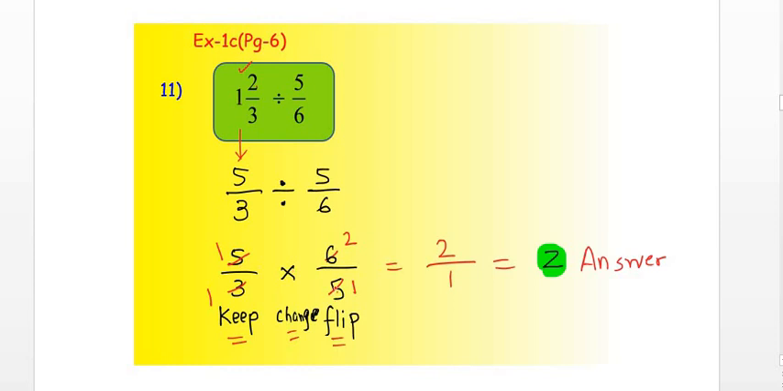Then I can see that 5 and 5 are in the same multiplication table, so they can be divided or simplified by 5, and 3 and 6 can be simplified with 3, so I divided here by 3. So finally I'm getting 2 and 1 in the numerator, so 2 times 1 will be 2, 1 times 1 will be 1. Now 2 out of 1 is the same as 2, so this is the answer.